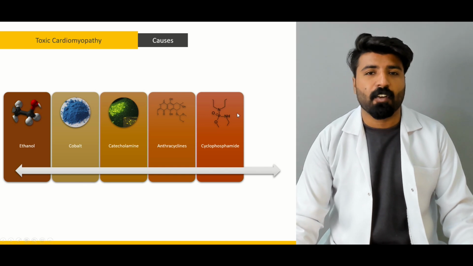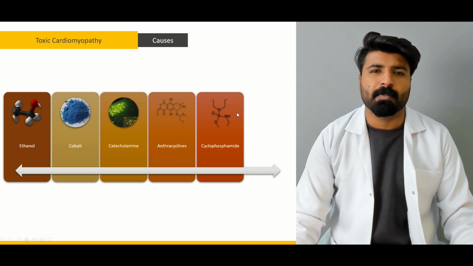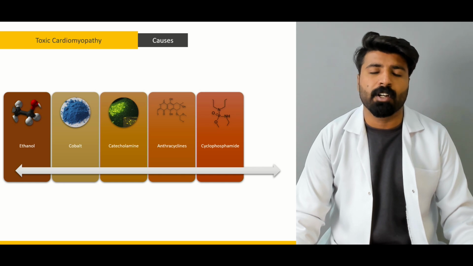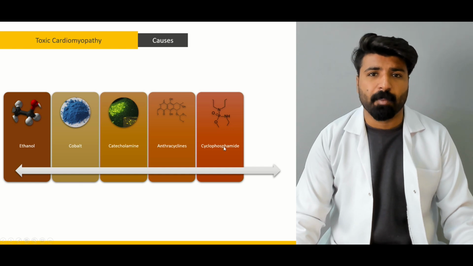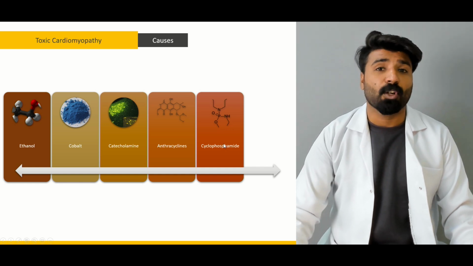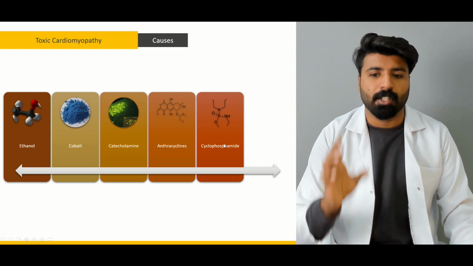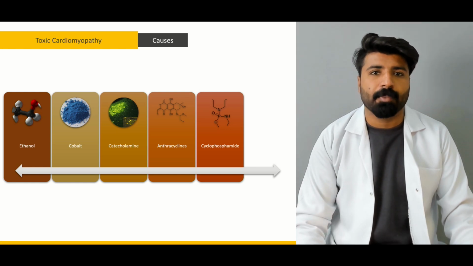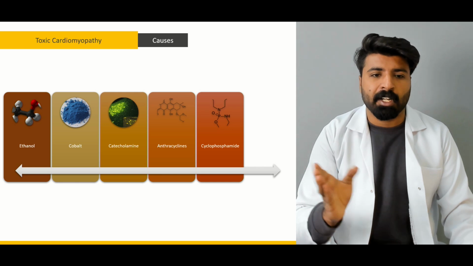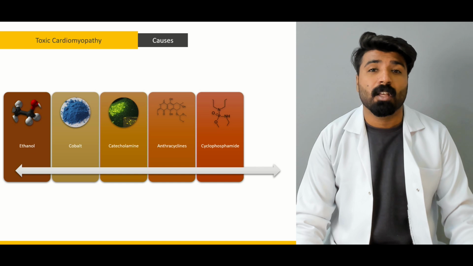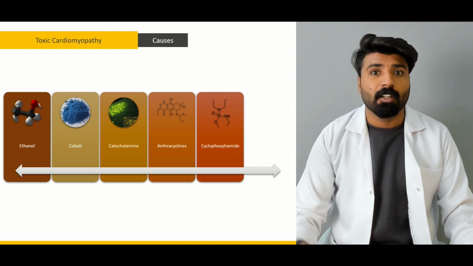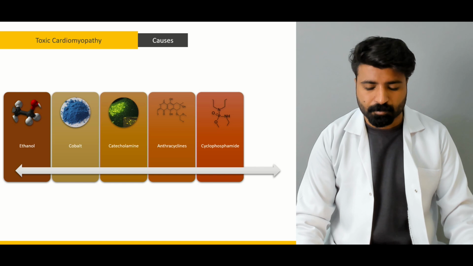Next on, we have cyclophosphamide. Now, cyclophosphamide is given to patients who are going to undergo bone marrow transplant. If a patient is supposed to undergo bone marrow transplant, that patient is going to be given cyclophosphamide. But cyclophosphamide does not have any direct effect on the myocardium leading to toxic cardiomyopathies or dilated cardiomyopathies, but it does cause pericarditis, and that will eventually lead to this kind of pathology.